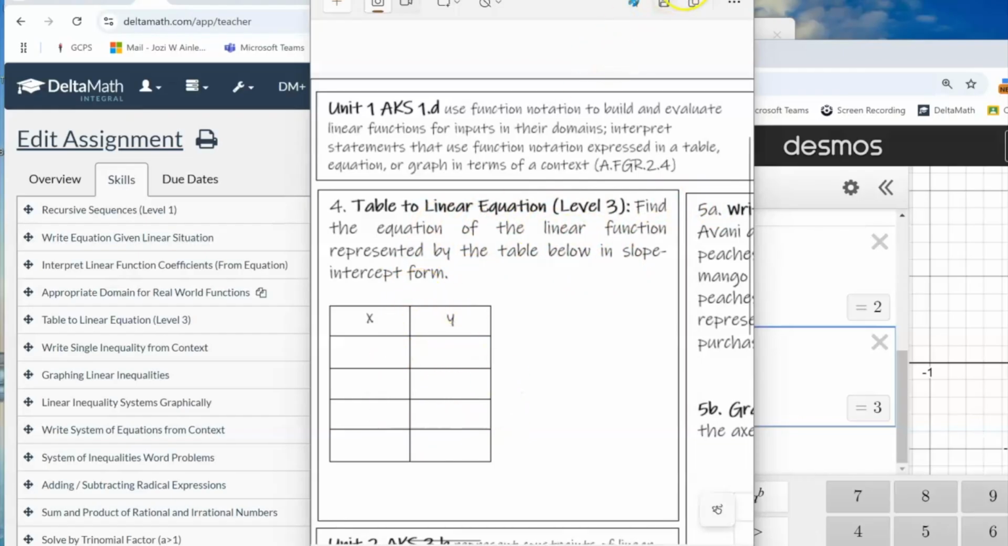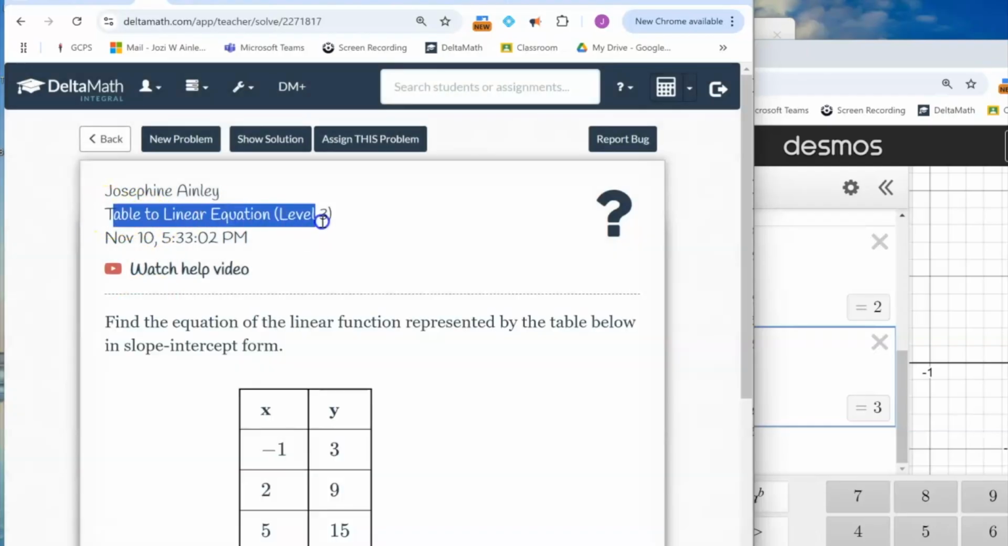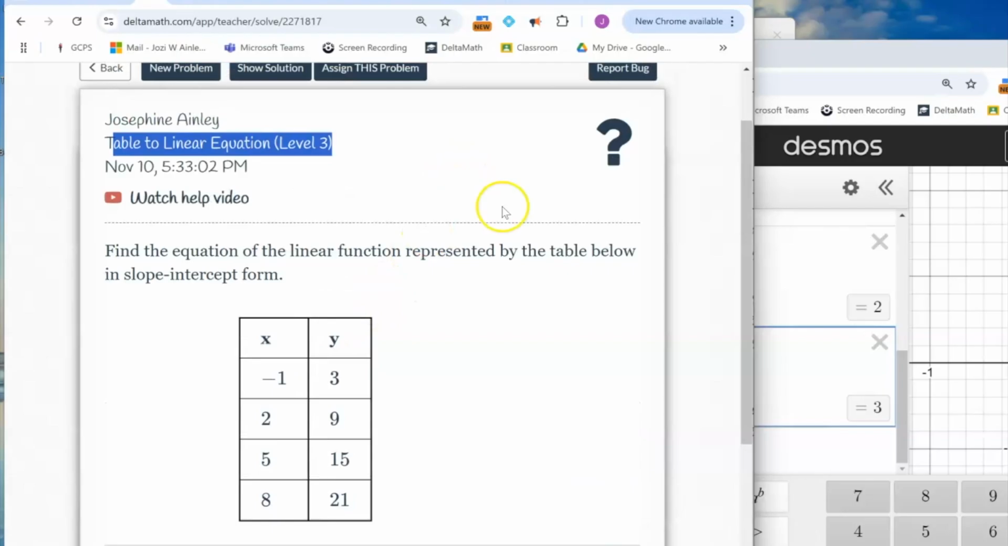Because you don't have a table, I want you to write your own notes based on the table that you have. So this is table linear equation level 3. So I'm going to use this table, and again, you're using yours.